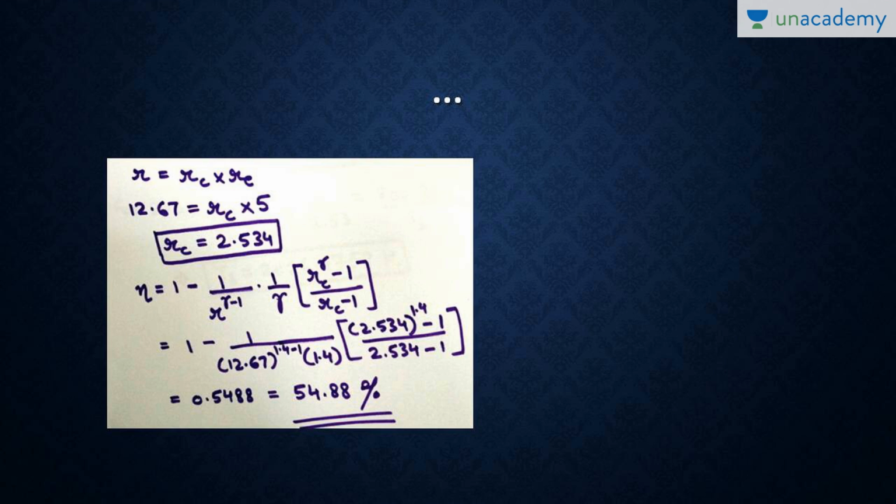R we have calculated. We will put these two things in this particular formula, which is 1 minus 1 upon R raised to power gamma minus 1 into 1 upon gamma bracket Rc raised to power gamma minus 1 upon Rc minus 1. The moment we put these things in this formula, the final answer for efficiency is 54.88%. So one thing we have already solved, which is the efficiency.